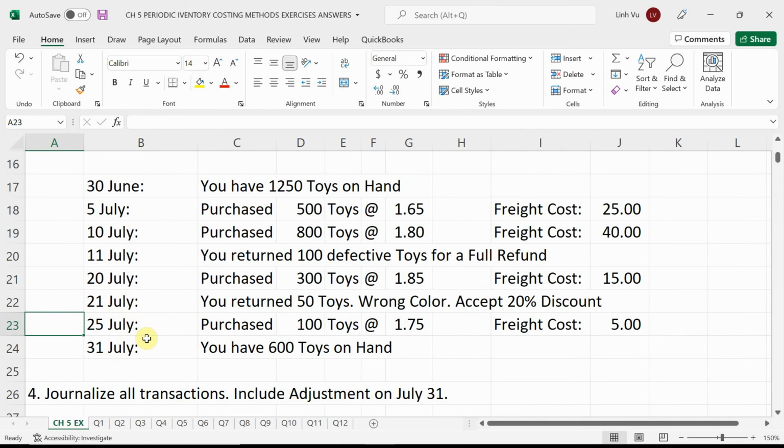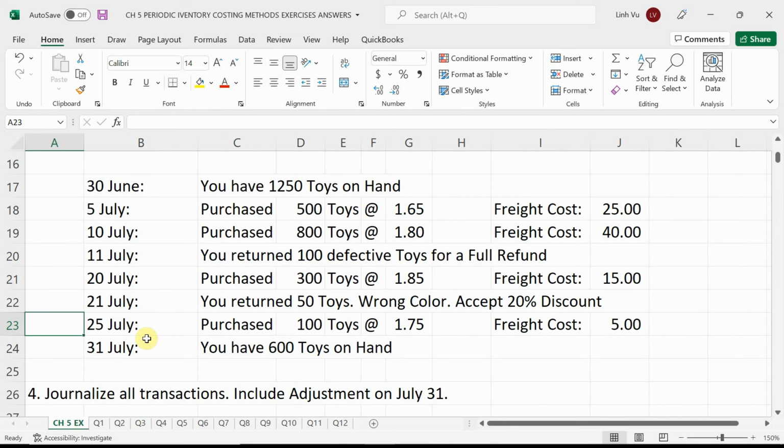So in this case, on July 21st, we end up returning 50 of those toys. They were the wrong color, but we were willing to accept a 20% discount. Okay, so we're trying to return 50 of those items, but the vendor decided to convince us to keep them, and because they sent us the wrong color, they gave us a 20% discount because they made a mistake and we accepted it. So in this case, how do I journalize this?